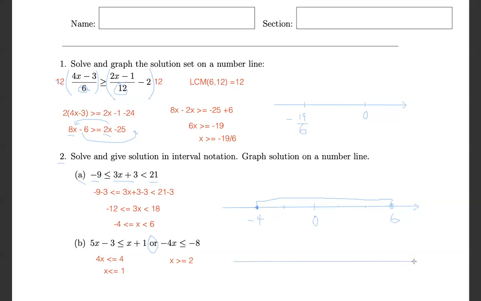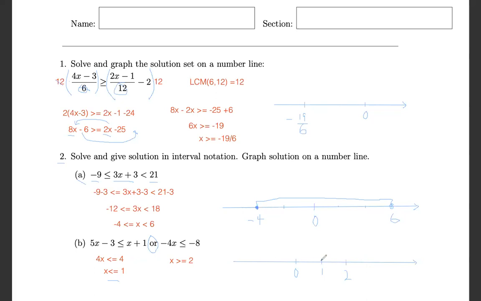But I'm looking for the OR, not the AND. So I put an arrow here. I make a 0 somewhere, so my origin is somewhere. I need a number 1, 1 maybe here. I need a number 2, 2 maybe somewhere here. So my solution is x less than or equal to 1 for the first one.